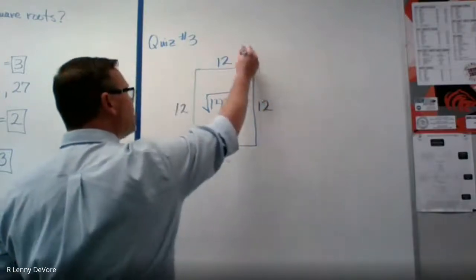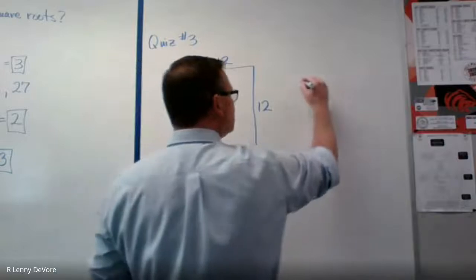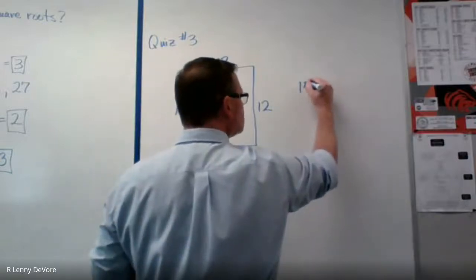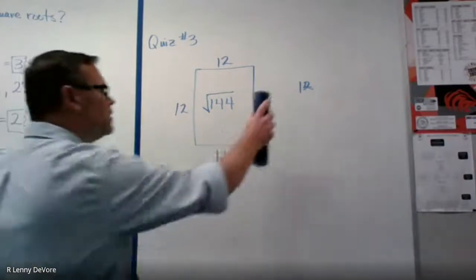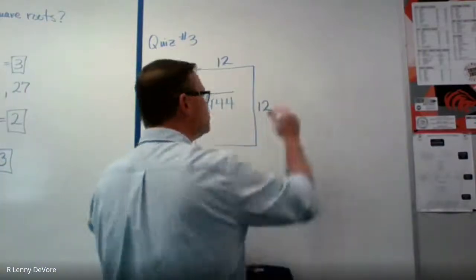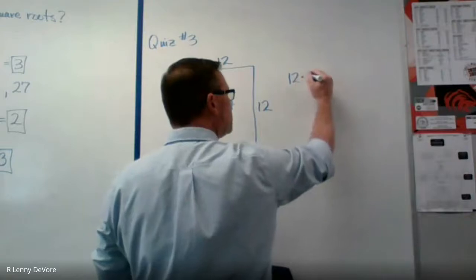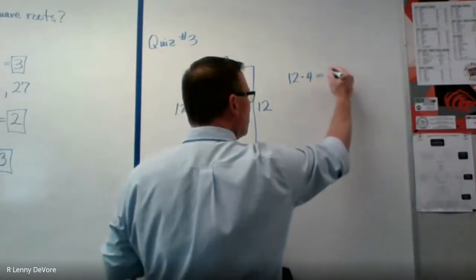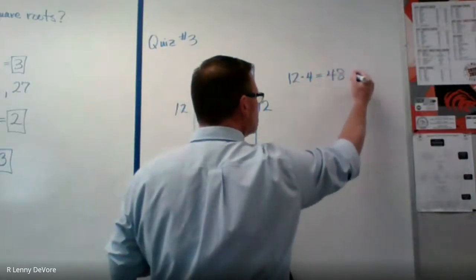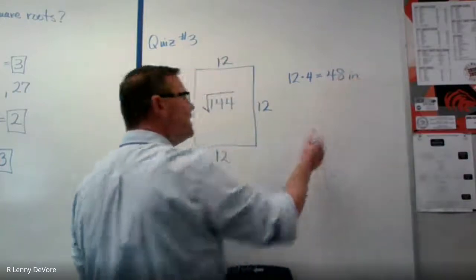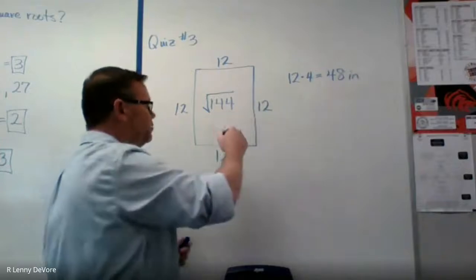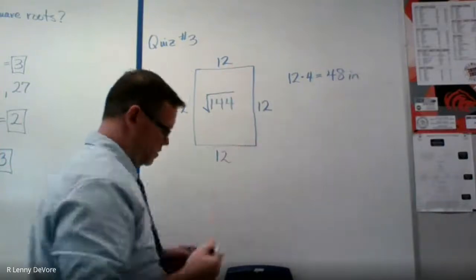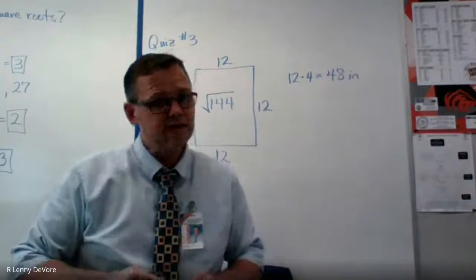So if I were to string ribbon all the way around this, I would simply go 12 multiplied by 4, which would equal 48 inches. These would be linear inches instead of area because we're just going around the outer edges, which is linear. Okay, guys? So that's it.